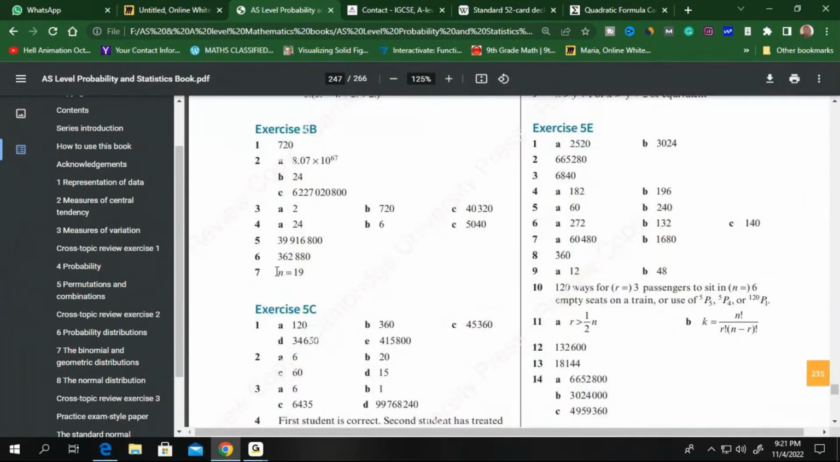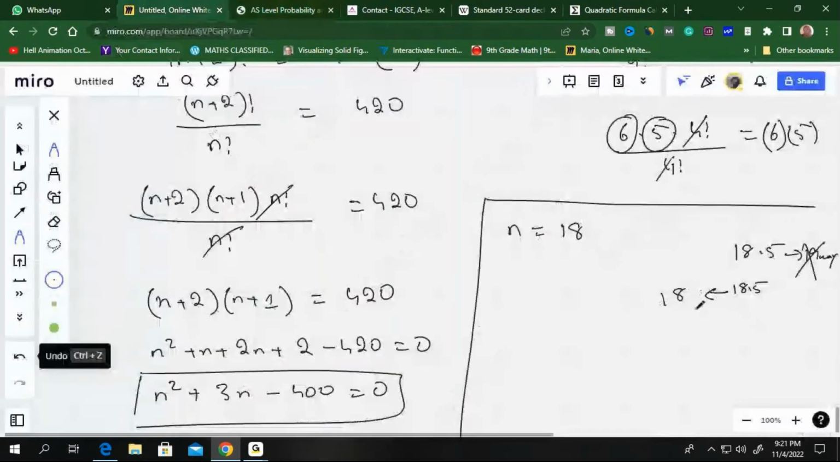They have just said 19. Why they have said 19? When in statistics we used to truncate because our teacher told us that the mark scheme in the book is sometimes wrong or inaccurate, so it's not always right. Wait a second, we can do a check work here.